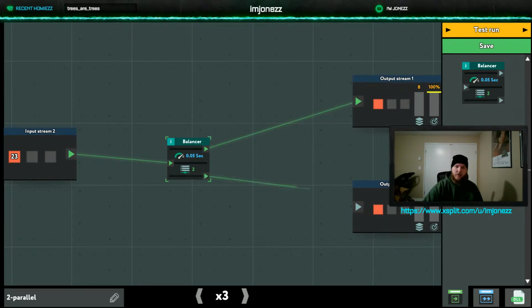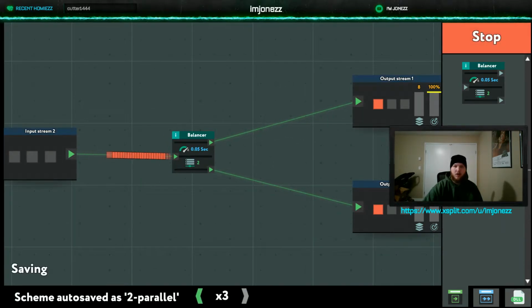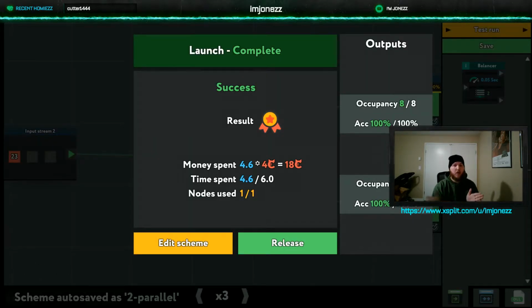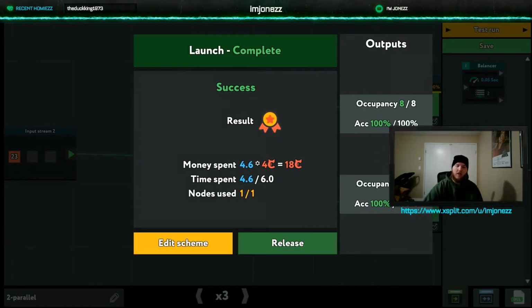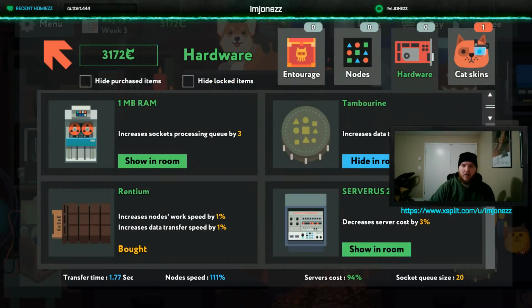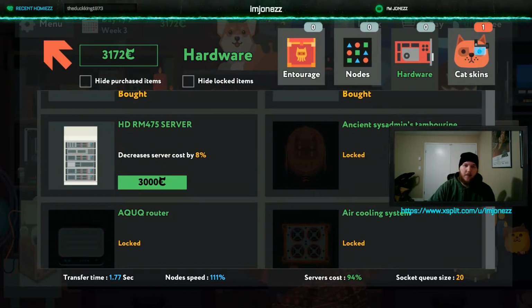Balance both of the output streams. And you'll see it doesn't do any sort of sorting. One goes one way, the other goes the other way. That's why you need two copies of whatever system is going to be on the other side of the load balancer. There's more stuff about it here. Increases server cost base. We only have 172 left.